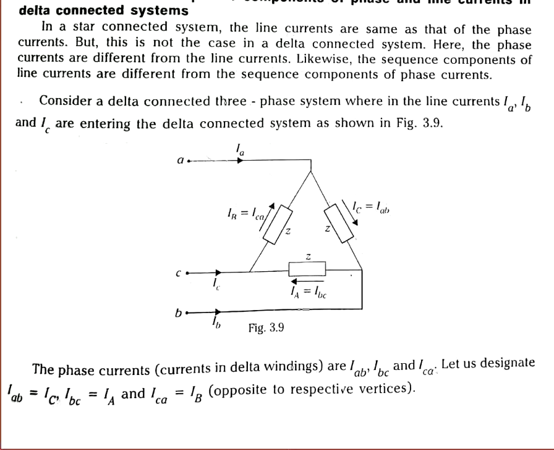Now assume that the phase currents in the delta windings are IAB, IBC, ICA. Capital I, small ab, represents my phase currents, and IA, IB, IC are my line currents. Now I need to relate IA and IAB in terms of symmetrical components. Normally, IA equals root 3 times IAB in delta connected systems.